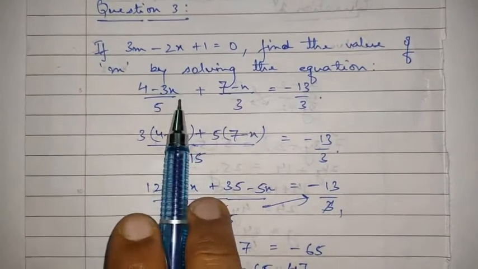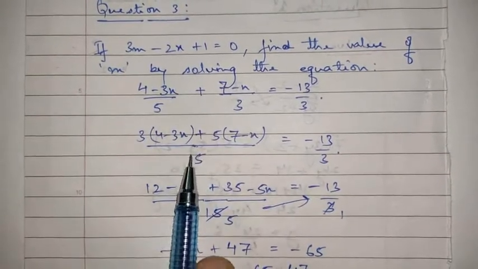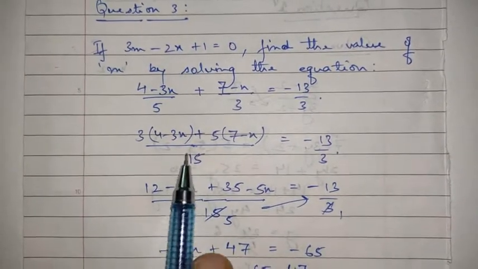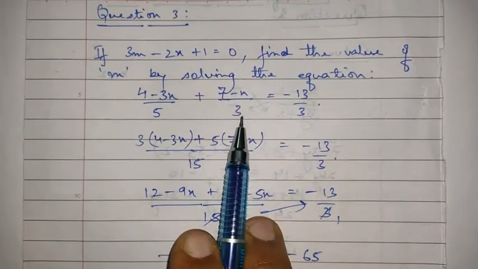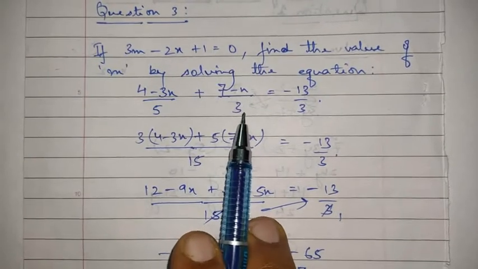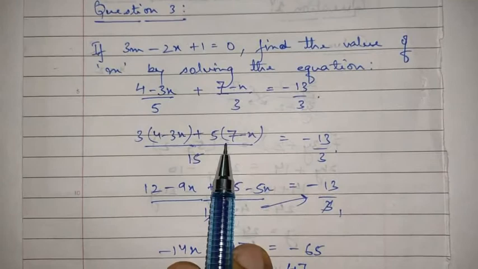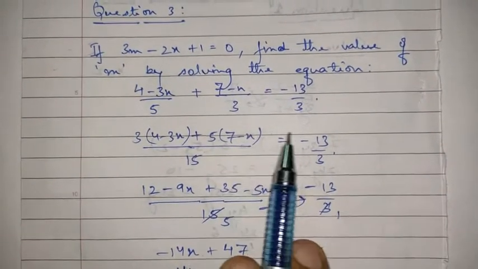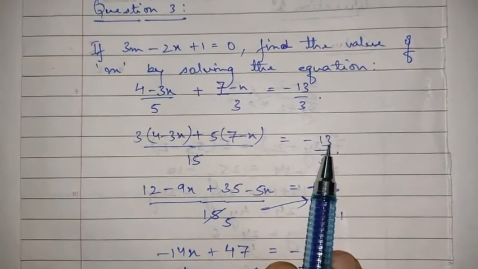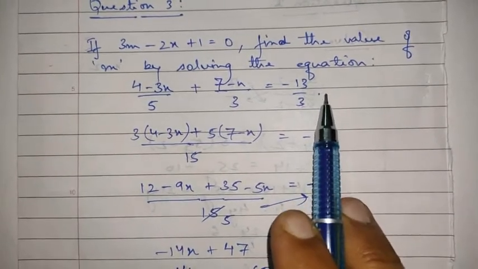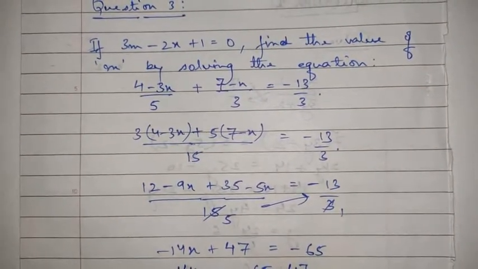And we are going to copy the sign that is present in between the two terms, that is the plus sign, and again we are going to check the divisibility of this LCM 15 with the second denominator 3, and as you know it is divisible by 3, 5 times, so that 5 will be multiplied with the given numerator 7 minus x. And on the other side of the equal to sign, that is on the right hand side, we are going to copy the term minus 13 by 3 as it is without making any changes.